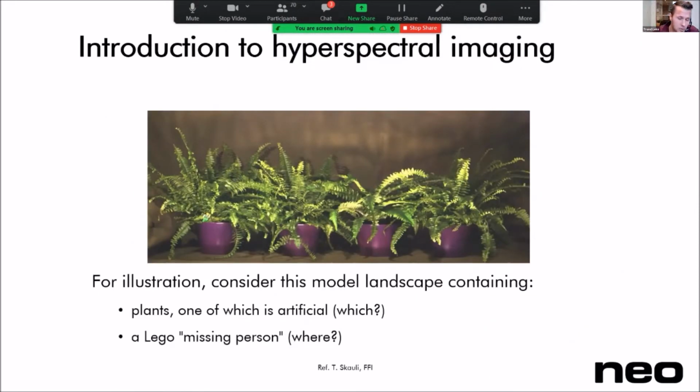When I was listening to all of your intros or bios, I understood that you probably know this already, right? But I like to use Torbjørn Skauli's example when I'm telling people for the first time what hyperspectral imaging is. So I will go quickly through it. Here you have 4 plants. One is artificial, and you have a Lego person, which is a missing person application.